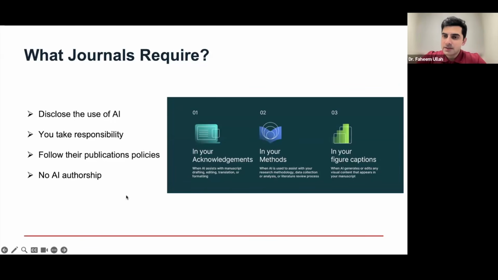As far as the journals are concerned, I mentioned it already: when you are submitting a research paper, have a look at their AI policy. Almost all good journals have their AI policies available on their websites.